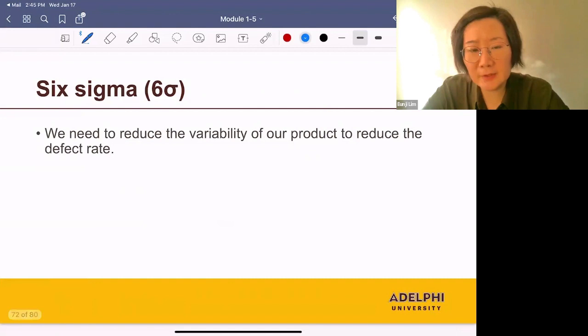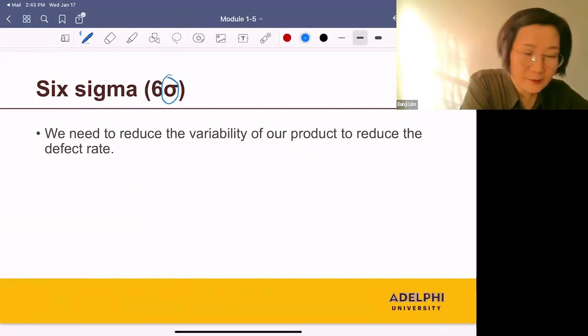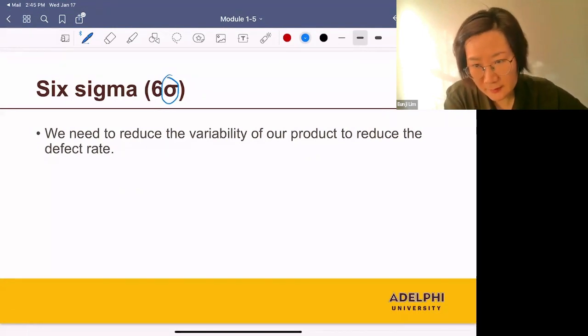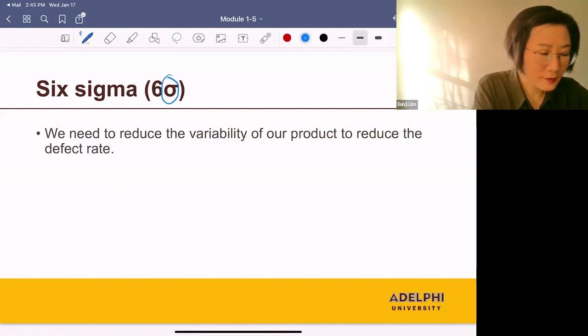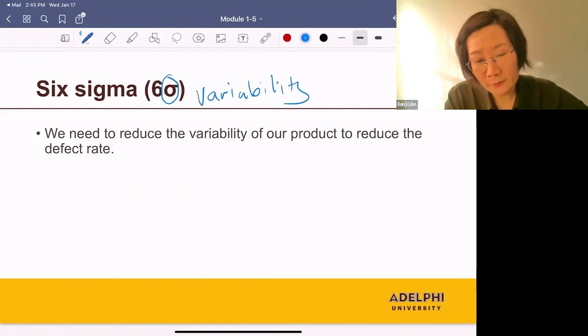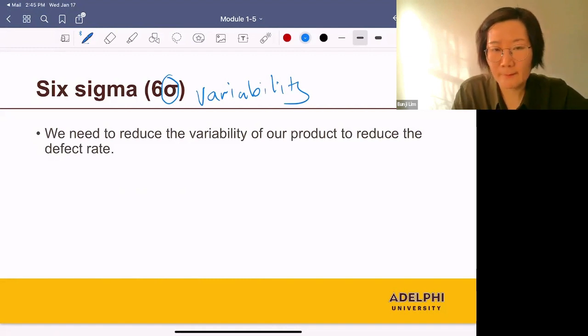I want to turn to the idea of Six Sigma. So what does sigma represent? Sigma represents the standard deviation of a dataset. The standard deviation measures the variability of a dataset. So Six Sigma is related to the variability of a process. It says we need to reduce the variability of our product to reduce the defect rate.